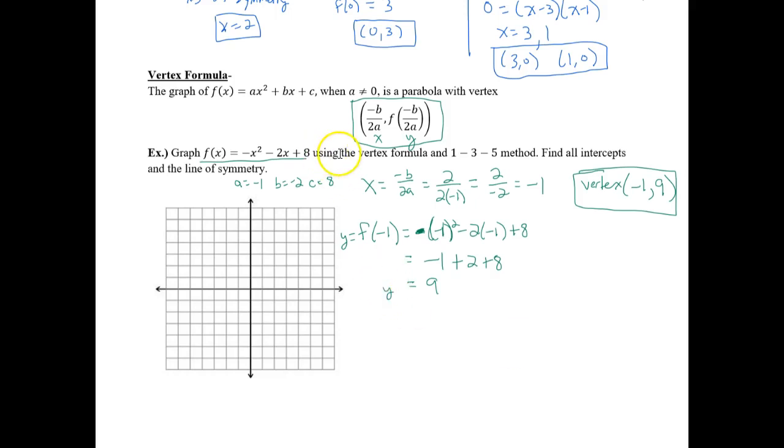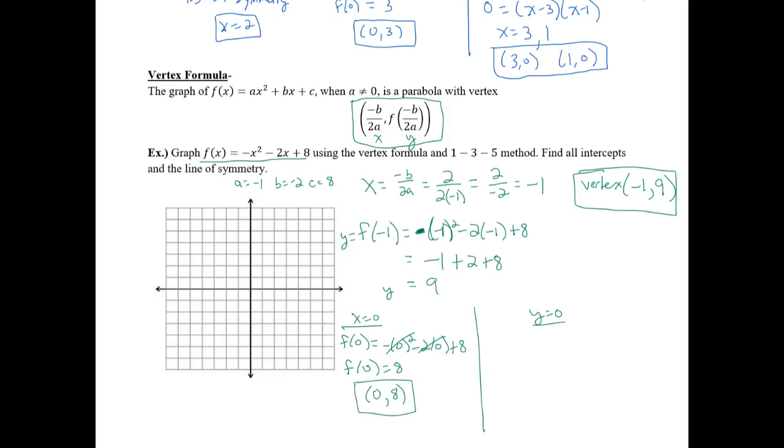Alright, and it also says to find all intercepts and the line of symmetry again, so that's the same. I plug in 0 for x to find the y-intercept, 0 for y to find the x-intercept. So f of 0 equals negative 0 squared minus 2 times 0 plus 8. 0 squared, 2 times 0 is 0. So f of 0 is positive 8. So that's an ordered pair. We plugged in 0 for x, got out 8 for y.